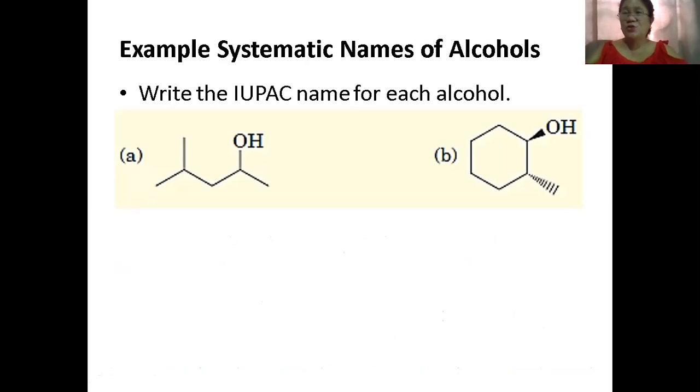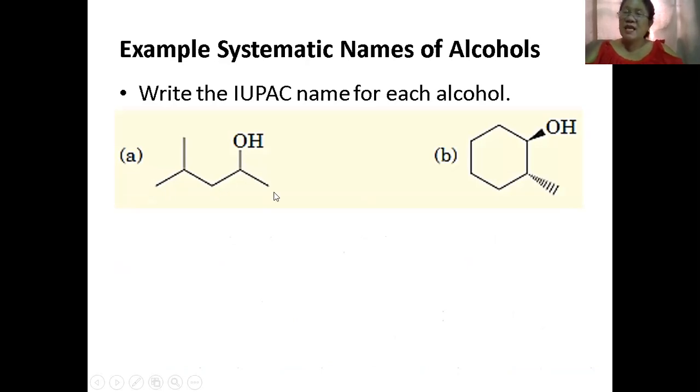Okay. So here are some examples. Let us try to name this. This first one, what is the rule? You should select where your OH is nearest to carbon 1. So if we have this as carbon 1: 1, 2, 3, 4, 5.